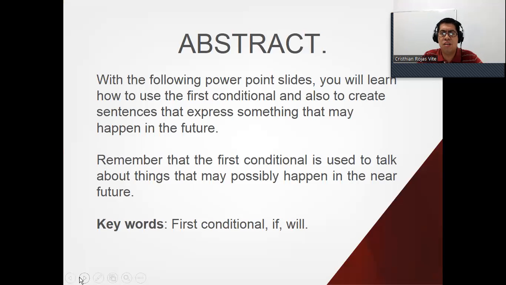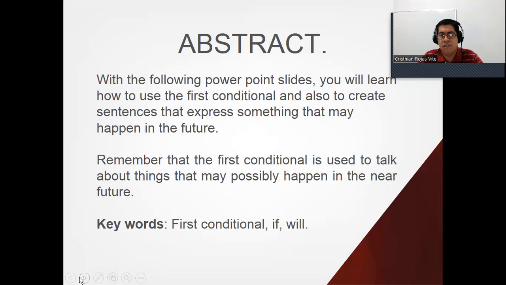What is the first conditional? Well, basically, this is an English structure that you can use to create new sentences, and you can express something that may happen in the future. Yeah, so basically it's just like that.